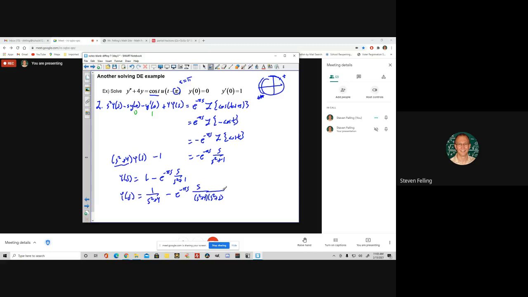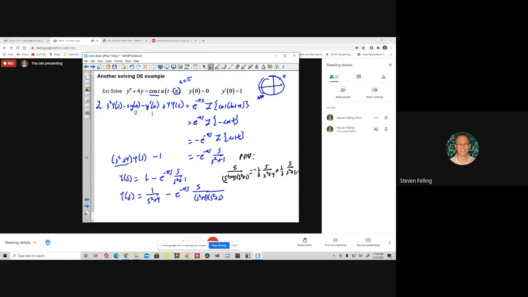Okay, so we're going to need to have partial fraction expansion for this. Let me go ahead and switch colors here. The partial fraction expansion for s over (s squared plus 4)(s squared plus 1) turns out to be negative 1/3 s over s squared plus 4, and then plus 1/3 s over s squared plus 1.